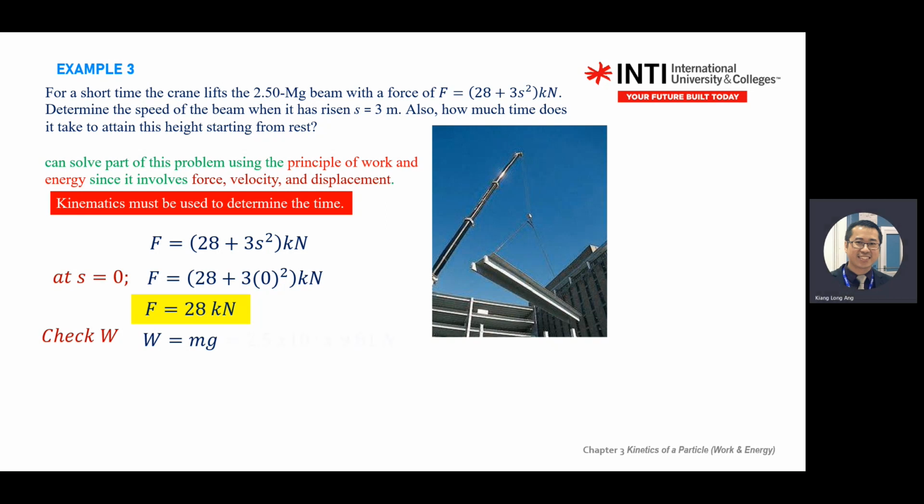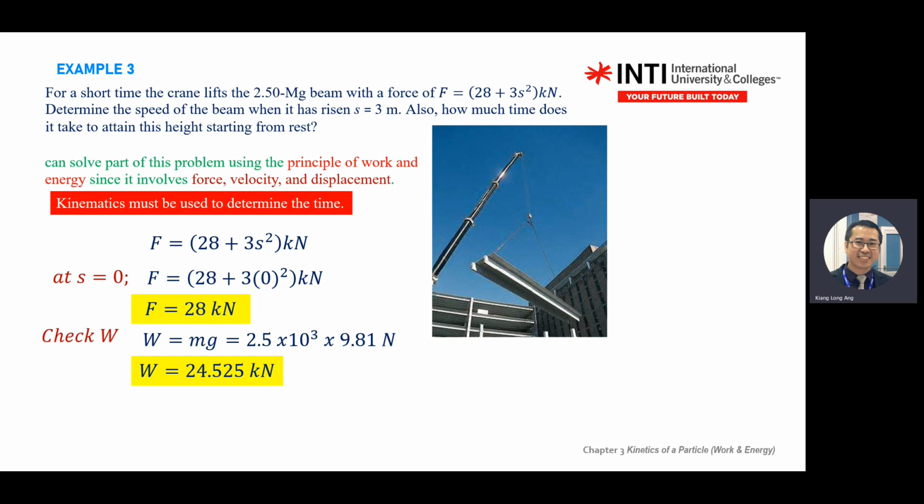You check the weight. You're given a mass of 2.5 megagram. You need to change it to kilogram. That's why you see 10 power 3 there. g is 9.81. Throughout this module, use g equal to 9.81. Don't use 10 unless the question mentions 10. You'll get 24 kilonewton. Your force is more than your weight.